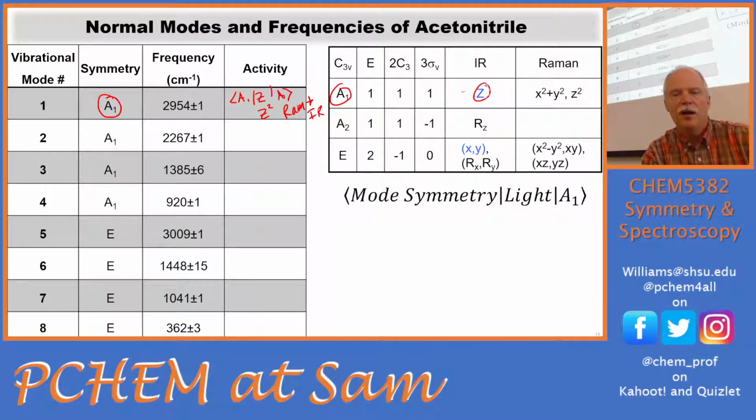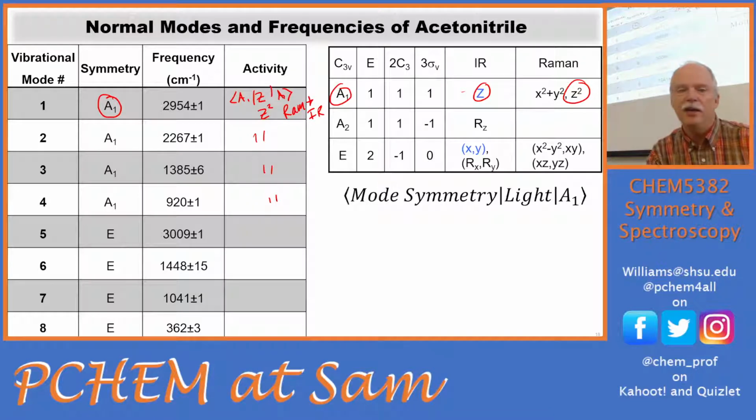Because there's an IR piece and there's a Raman piece on that same row, A1. And that's the same for all four of these. So all of these peaks are present in the Raman and the IR. So you can just immediately know that, and you know that it's z-polarized light in the IR that's going to cause that transition to occur.